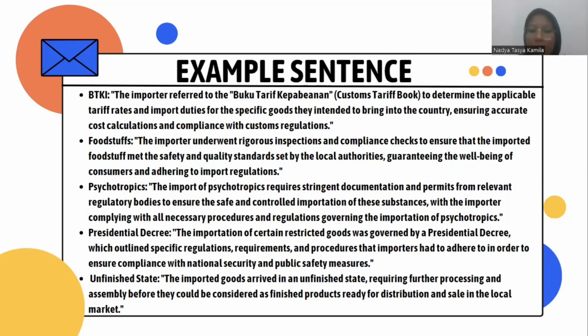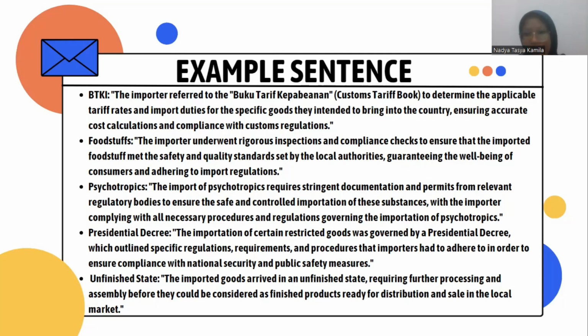Psychotropic. The import of psychotropic substances requires stringent documentation and permits from relevant regulatory bodies to ensure the safe and controlled importation of the substance, with the importer complying with all necessary procedures and regulations governing the importation of psychotropics.